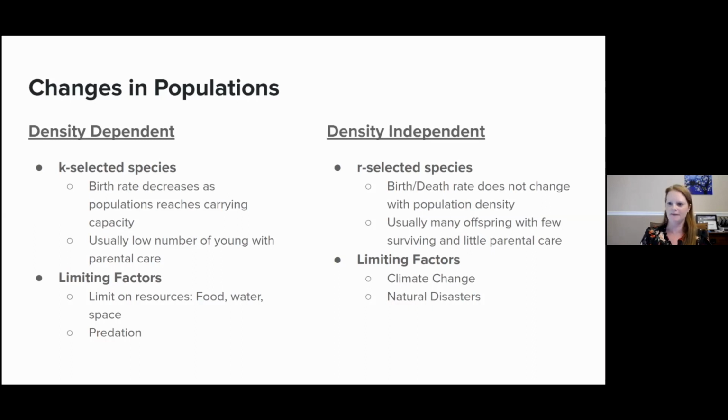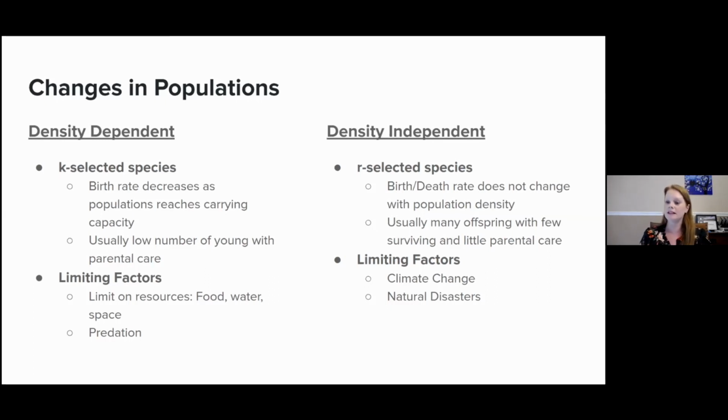And those limiting factors are going to be dependent on the density of the population, such as food, water, shelter, and then predator-prey relationships are really important with that as well. And so with our zombies, they were dependent on their prey, which is healthy humans. And once those were gone, you know, that's where the population reached its carrying capacity.